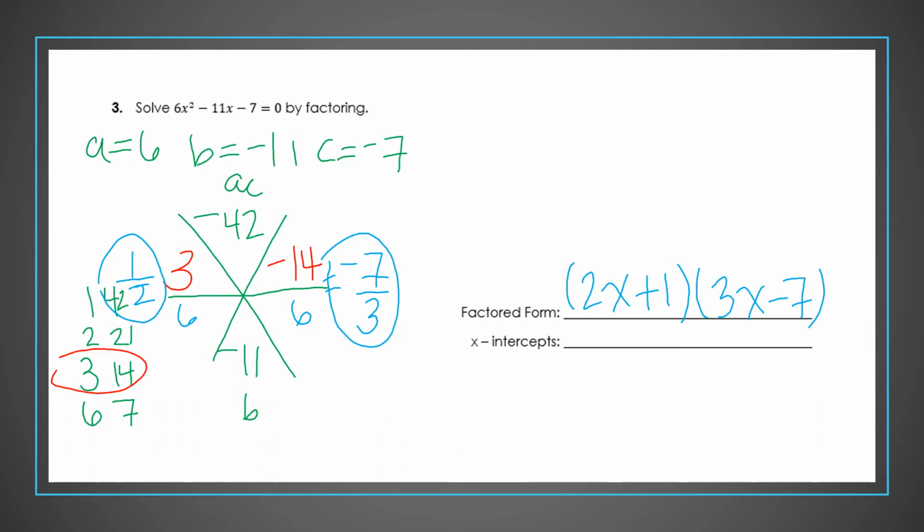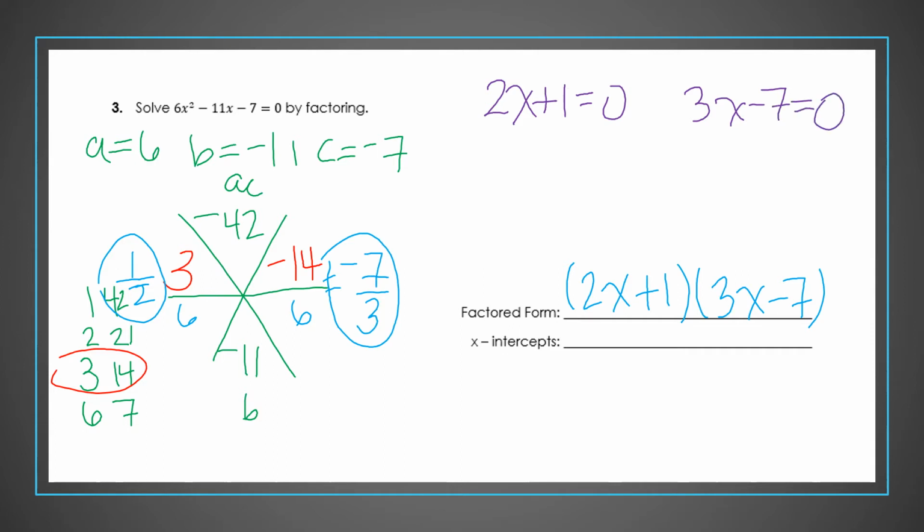That way, when we go to find our solutions, our x-intercepts, our zeros, our roots, whichever word we're using, we are going to take those two factors, 2x plus 1, set that equal to 0 and solve it because now it's linear. And we're going to take 3x minus 7, and also set that equal to 0 and solve it.